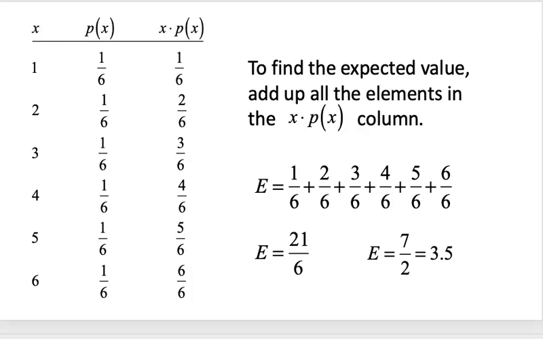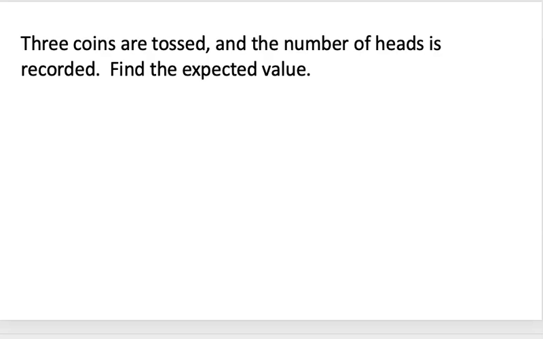Okay, so next concept. 3 coins are tossed. We want to find the number of heads. Describe the number of heads, and we want to find the expected value. So again, 3 coins are tossed. If it's tossed once, it's either heads or tails. Tossed a second time, either heads or tails. So if we're going to list 2 tosses, it'll be heads, heads; heads, tails; tails, heads; tails, tails. Those are all the possibilities.